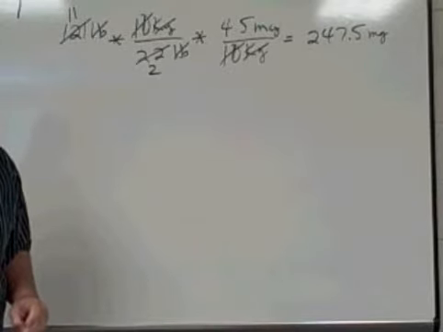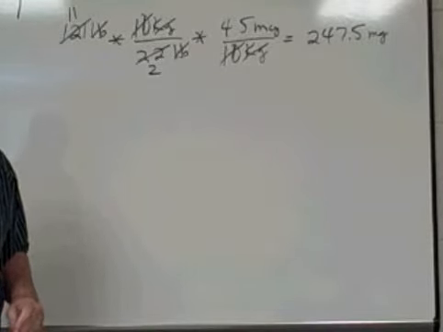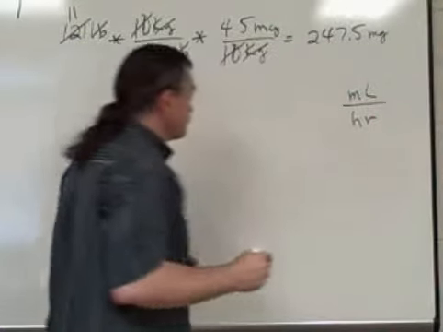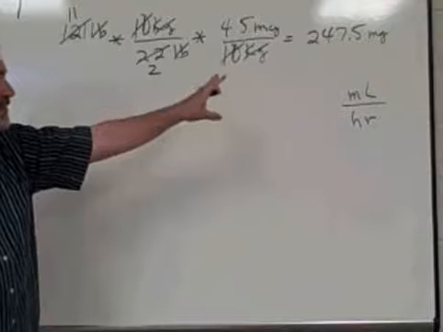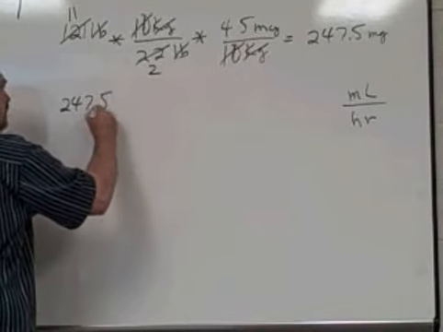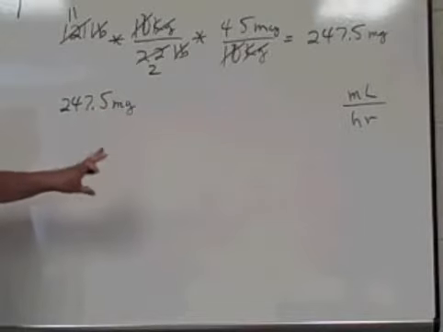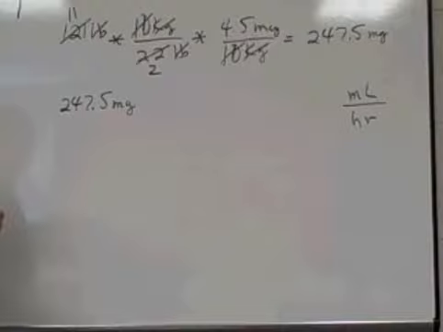Part C says, calculate the flow rate in milliliters per hour if the drop factor is 15 drops per milliliter. So we want to know the flow rate in milliliters per hour. Well, we're supposed to give the patient this dosage of 247.5 milligrams. And how are we giving that? Well, notice back at the beginning, it says that was to be put in 100 milliliters of D5W. Well, those milligrams then will dissolve in the D5W, which actually then is going to simply be what? 100 milliliters that we're going to infuse?